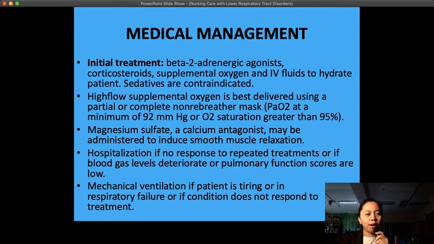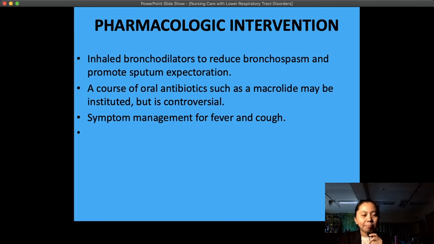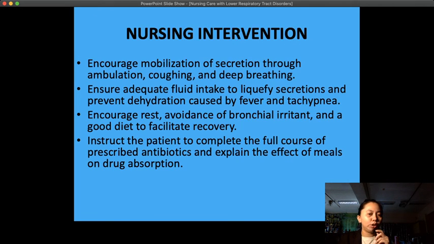So, medical management. Okay. Just read what the medications are. So, magnesium sulfate, a calcium antagonist, may be administered to induce smooth muscle relaxation. So, I believe that you already had this in pharma. So, have some review. Okay, and then pharmacologic intervention. Okay, so a course of oral antibiotics such as macrolide may be instituted but is controversial. So inhaled bronchodilators to reduce bronchospasm and promote sputum expectoration.